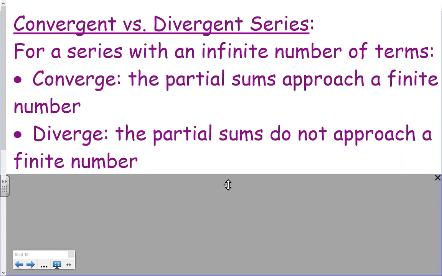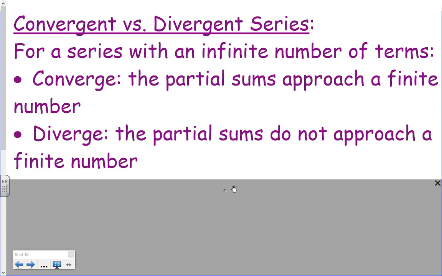The opposite of that is a divergent series. When we use the term diverge, we're saying that we have a series whose partial sums do not approach a finite number. As you keep adding on those terms, it turns out that the sum keeps getting bigger and bigger and bigger. It keeps increasing without bound. It does not approach a finite number. It's becoming infinite.